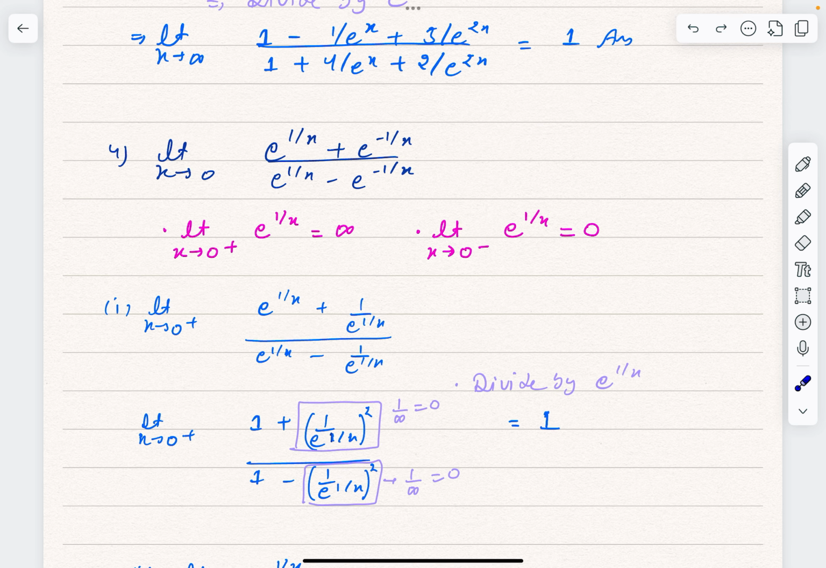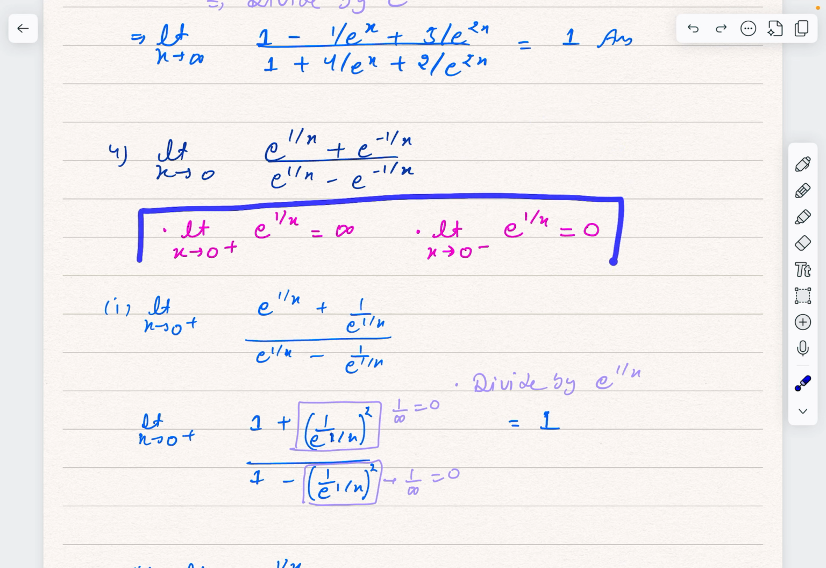Let's start discussion. First, a very important thing you have to see here is that when they say limit x tends to 0, this thing is not the same. If I say limit x tends to 0 positive, you see when x tends to 0 positive, 1 by x will tend to positive infinity. e power positive infinity will be infinity. And when x tends to 0 negative, then 1 by x will tend to minus infinity. And e power minus infinity will be 0.